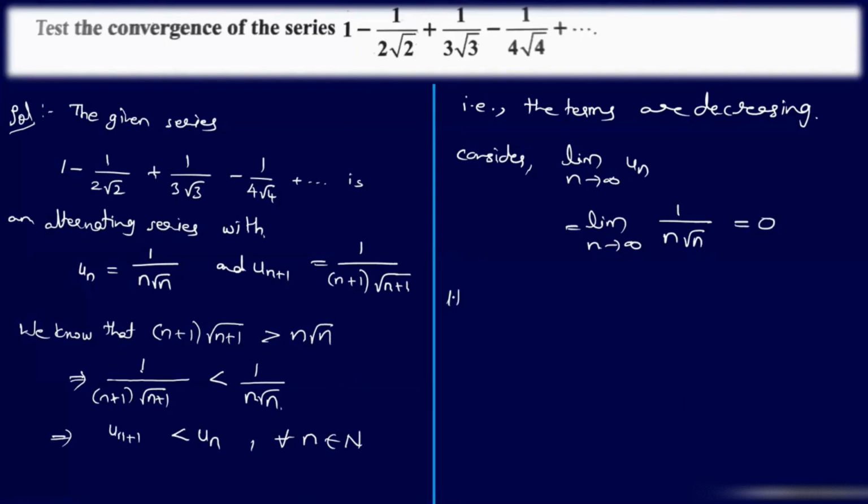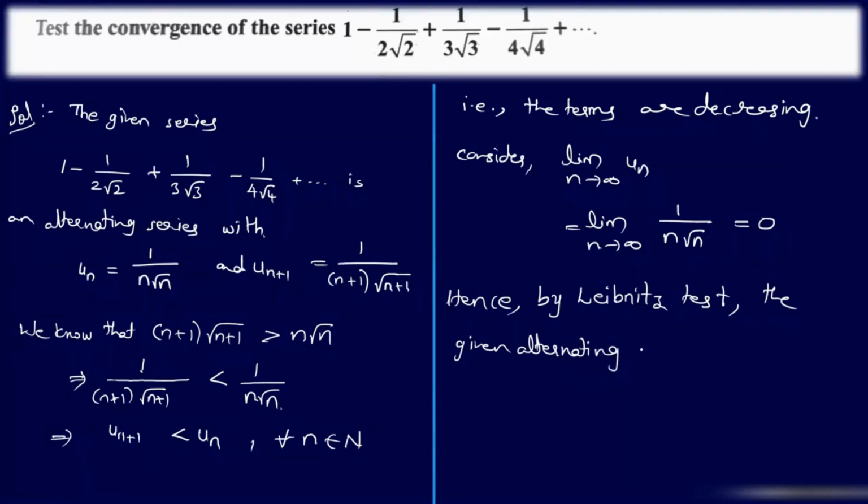Hence, the two conditions of the Leibniz test are satisfied now. Hence, I'm writing that by the Leibniz test, the given alternating series is convergent.